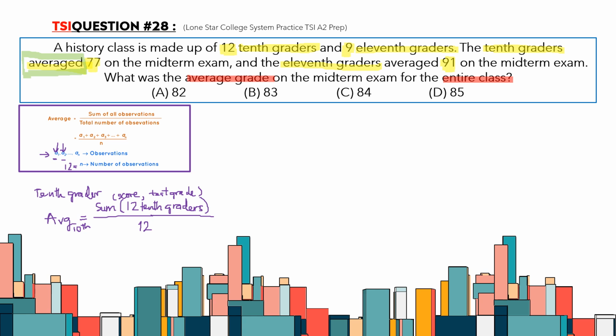We also have the 11th graders. The average of the 11th graders will be the sum of all the scores that the 9 11th graders earned on their tests. How many students in total? They have 9 students.